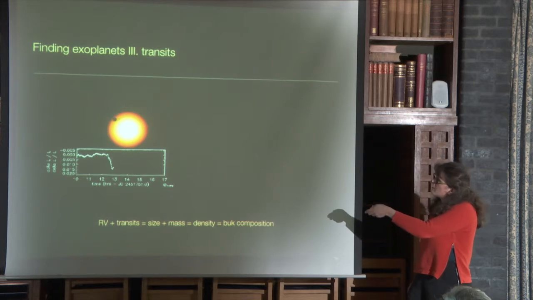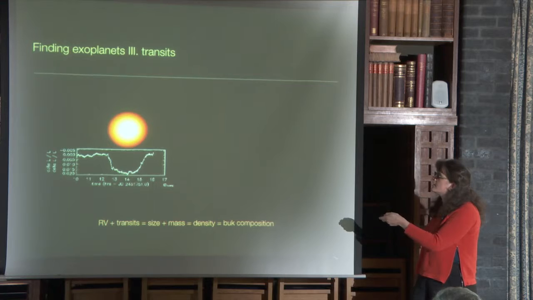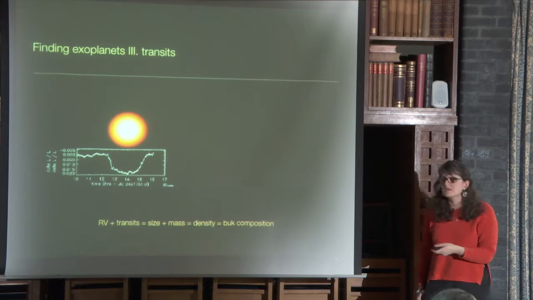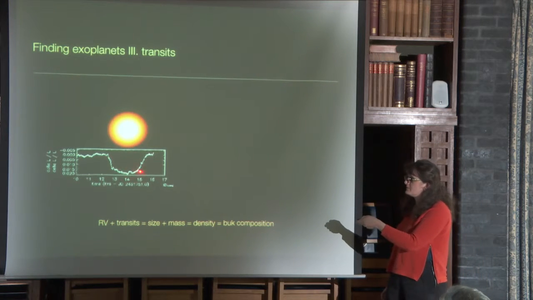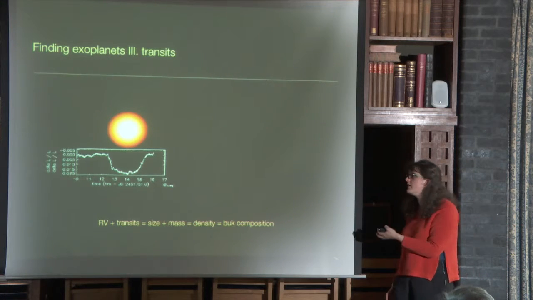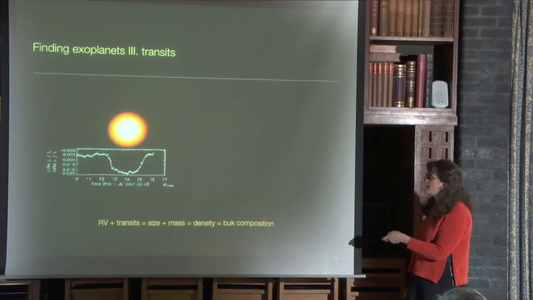OK. So as the planet passes in front of the star, if the orbit is aligned just right, then you will detect a small dip in brightness, which this simulation is for a star like the Sun hosting a planet like Jupiter. Then you will get a dip of about 1%. The depth of such a dip for an Earth-like planet in front of a Sun-like star is of order 0.01%, so 1 part in 10,000.